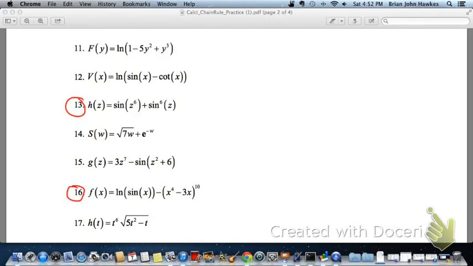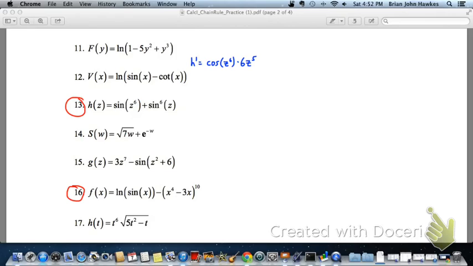I can use all this space. So get set up here. H prime of z is equal to, we can see that we have the sine of something. So the outside function is the sine, so the inside function is the z to the sixth. So the derivative of the outside, the derivative of the sine, is cosine of z to the sixth. And then we're going to multiply that by the derivative of z to the sixth, which is 6z to the fifth. Remember, we're taking the derivative of this function with respect to z.